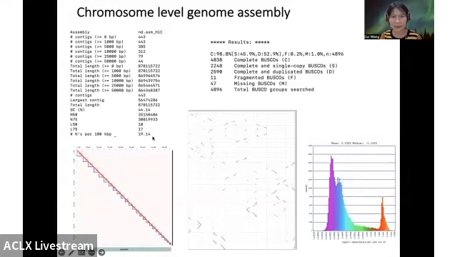By aligning the chromosome-level genome assembly to Sorghum bicolor, we found that for each Sorghum bicolor chromosome, there are two Phragmites chromosomes matching it. So these two chromosomes may be the subgenomes. This is probably subgenome 1 and this is subgenome 2.